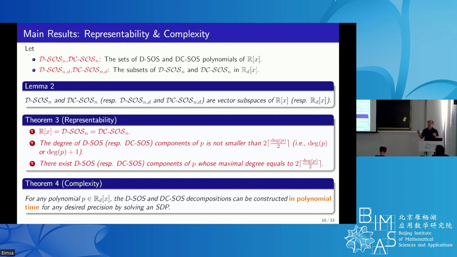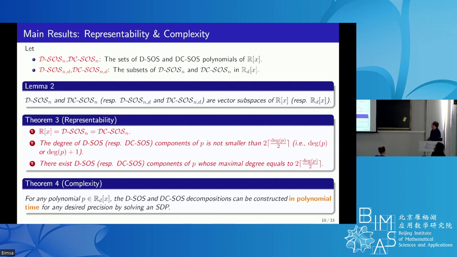So we have one inclusion, and the other inclusion established here. In fact, any polynomial can be written as DS or DCSS, and the number of decompositions is infinite. It depends on what basis you find. I will talk about this. Particularly, the degree of each component is not smaller than this one. This means that if the degree of P is even, it's just the degree of P. Otherwise, the degree of P plus 1.